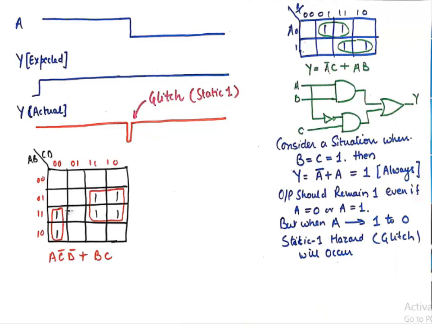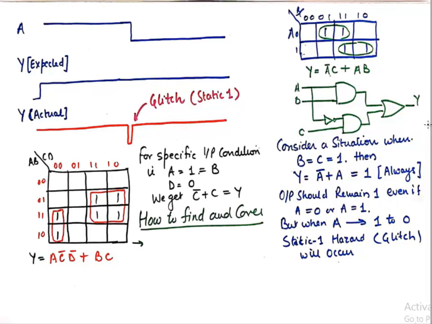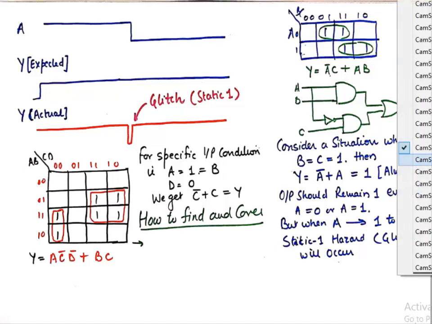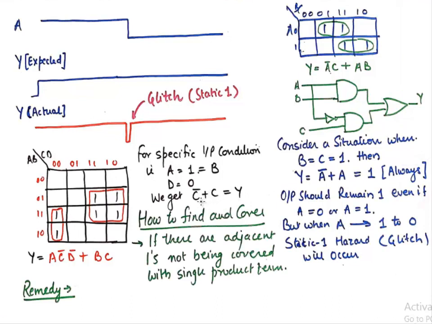Let's look at this case. If you reduce this K-map to an expression for the Y output, we get A C bar D bar for these two and BC for these two. And you could easily figure out that we have a C bar here and C here. So if I put a condition of inputs where A and B are 1 and D is kept to be 0, we'll get a condition where the output will become C plus C bar. And when we have an output like this, it should always be 1, but when C changes from 1 to 0, we'll get a glitch.